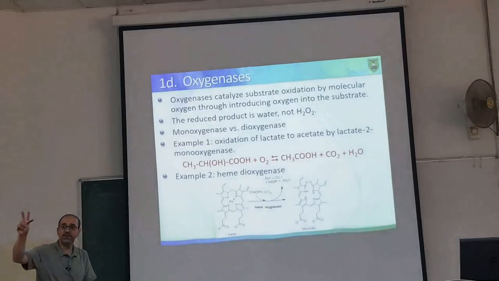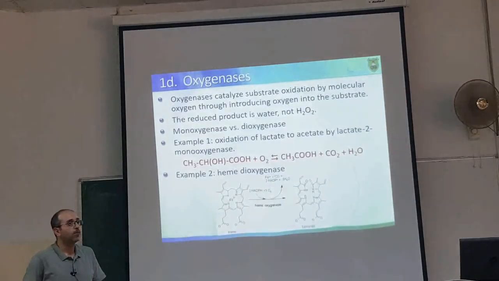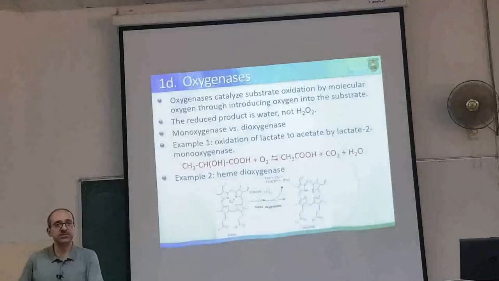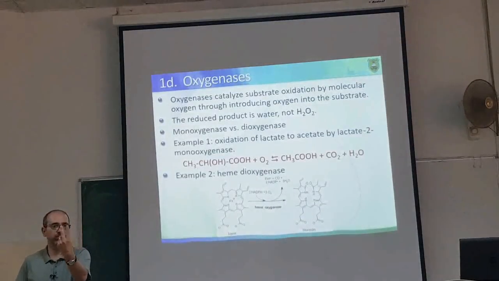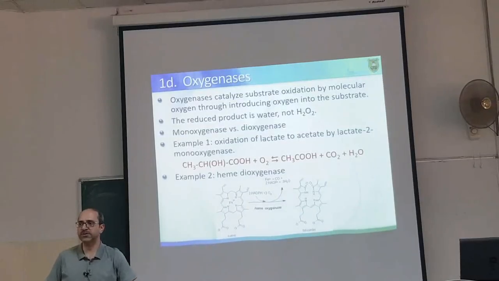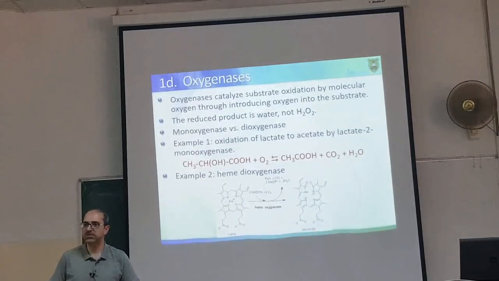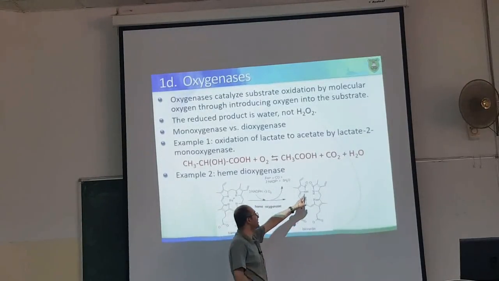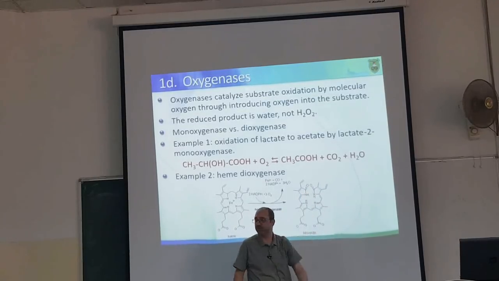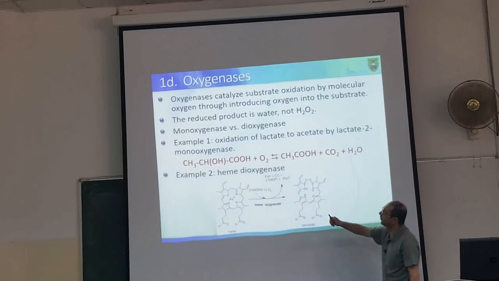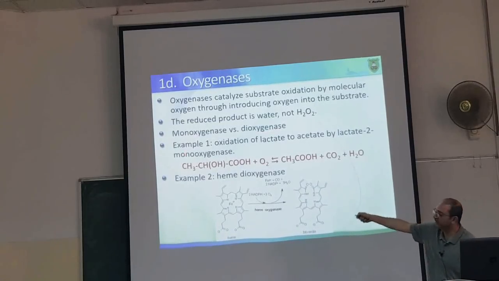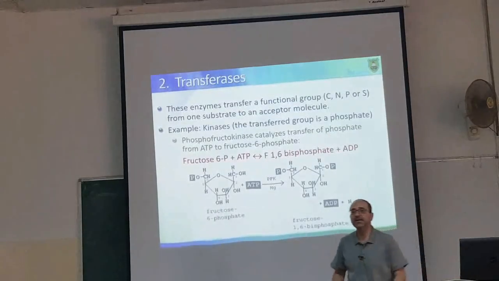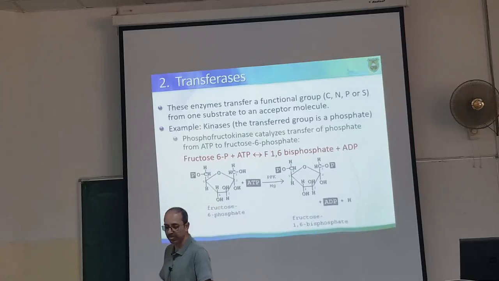There are two types of oxygenases, monooxygenases and dioxygenases. Monooxygenases transfer one oxygen: they take an oxygen and give one atom to a substrate. A dioxygenase takes the oxygen, and both atoms are given to the substrate. Examples: heme dioxygenase, or lactate monooxygenase. Is that clear? Okay, we're done. These are the hints you need for the reactions.